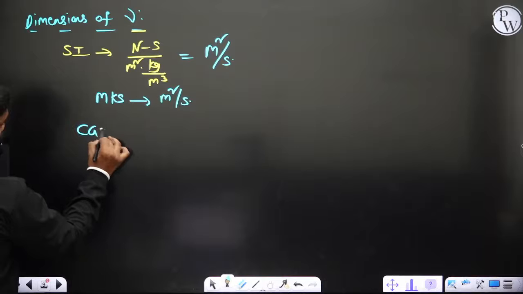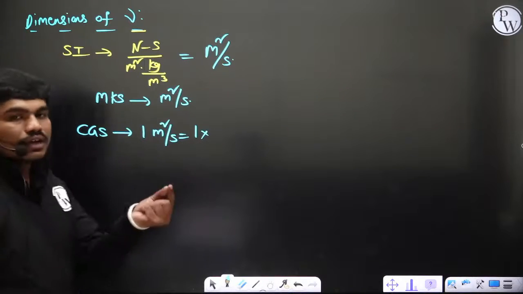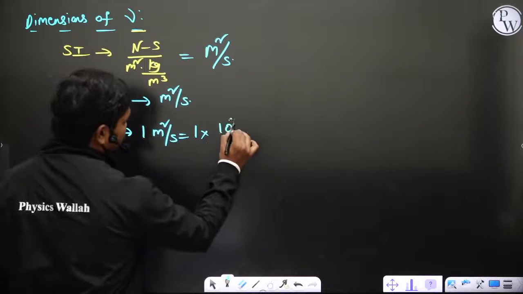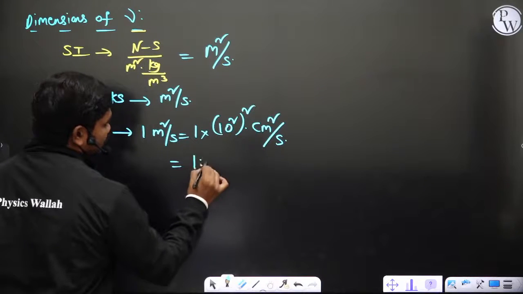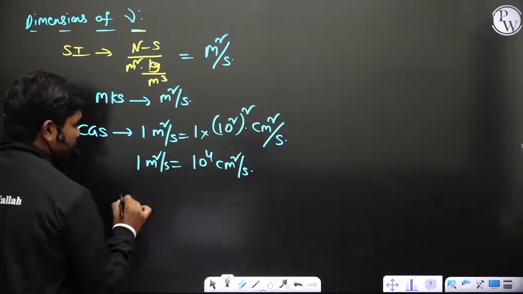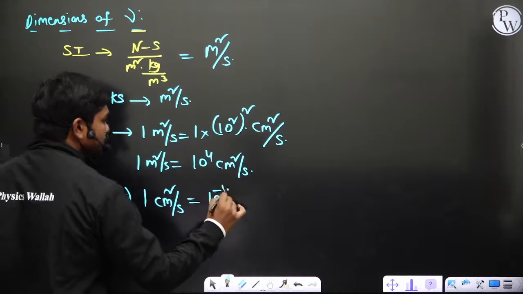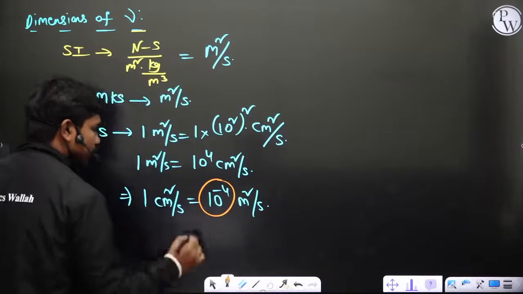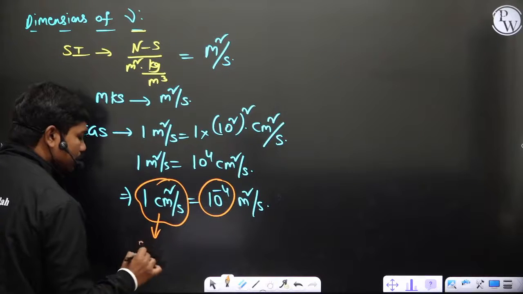Now coming to CGS, 1 meter square per second is equal to 1 into meter square. If you convert to centimeter square, 1 meter is 10 square centimeters. So 10 square whole square centimeter square by second actually. Okay, so this is 10 power 4 centimeter square per second, 1 meter square per second, and clearly 1 centimeter square per second, this is the CGS unit, is equal to 10 power minus 4 meter square per second. Okay, and this constant is the constant of conversion.